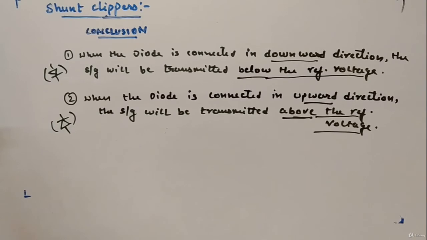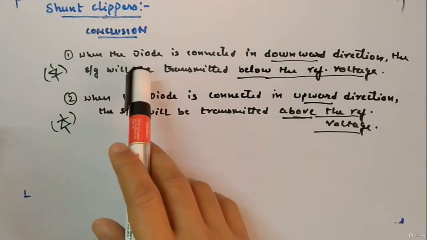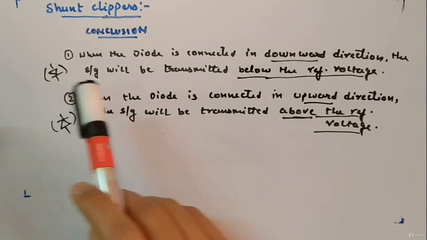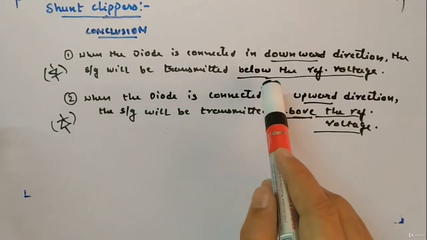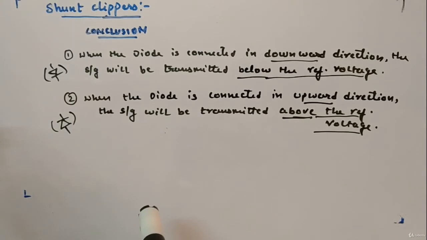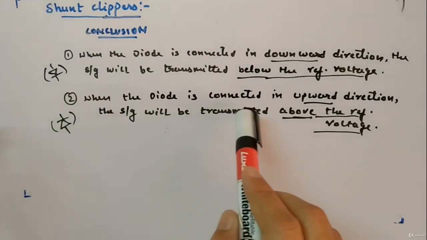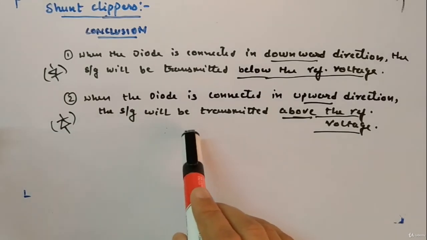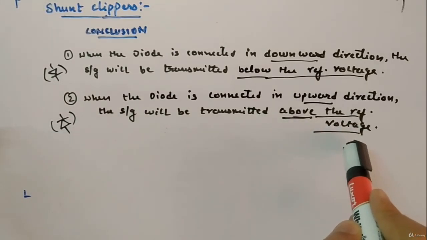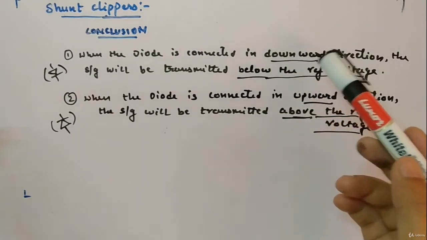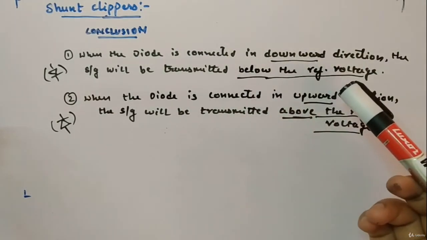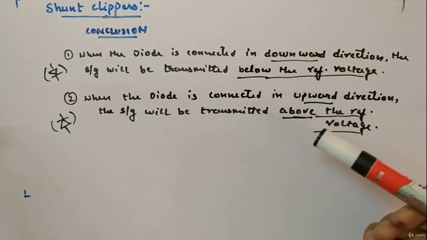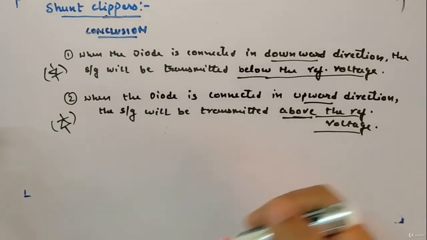So now I'll make the conclusion. First point: when the diode is connected in the downward direction, in this fashion, then the signal will be transmitted below the reference signal. And second, when the diode is connected in the upward direction, in this fashion, then the signal will be transmitted above the reference signal. So downward direction means below the reference voltage it will pass the signal, and upward direction means above the reference voltage it passes the signal.